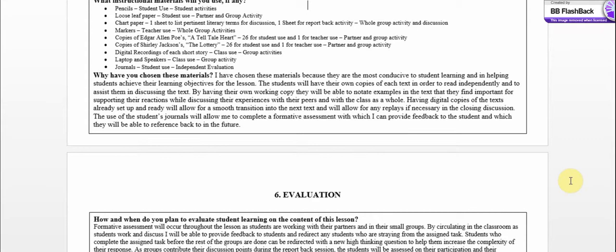Now, why have I chosen these materials? I have chosen these materials because they're the most conducive to student learning and in helping students achieve their learning objectives for the lesson. The students will have their own copies of each text in order to read independently and to assist them in discussing the text. Part of the discussion of how to read effectively will be to jot down or annotate their copy of the text as they read. Anything that they might find interesting, they can quickly and easily underline it. They will have copies that they can write on.